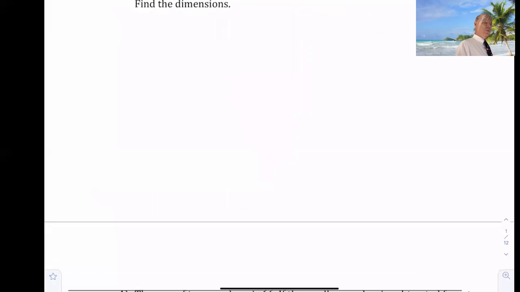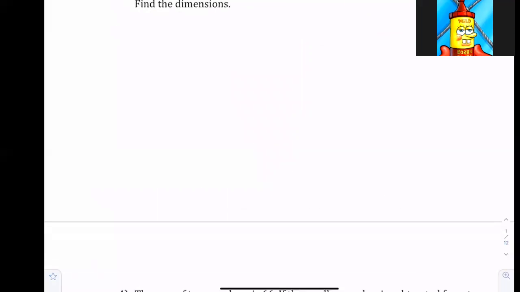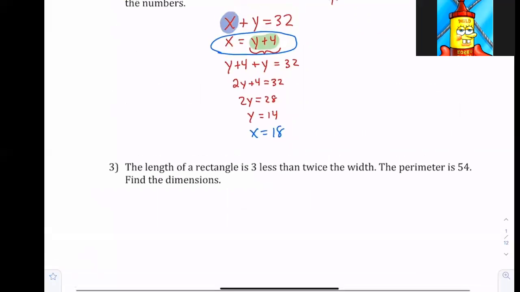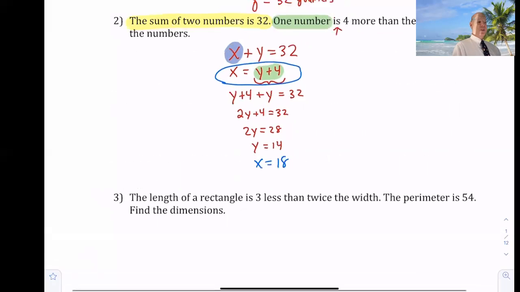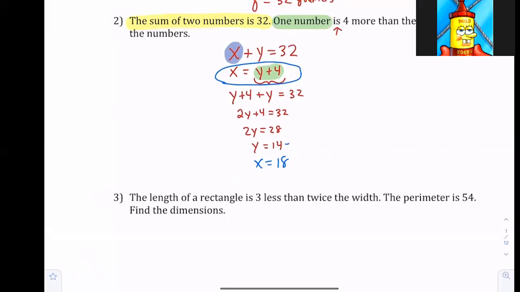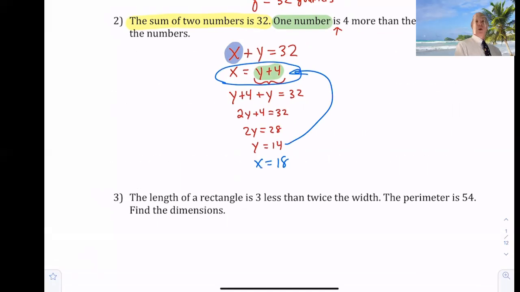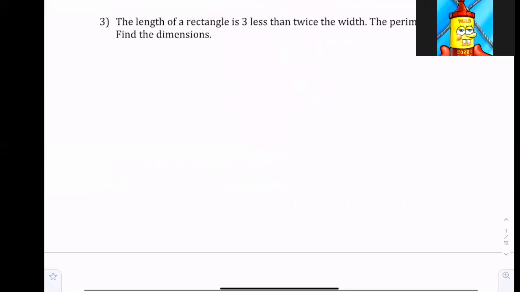Where did you get 18 from? Did you just plug it into the other equation and work it out? You told me what to do: plug it in. 14 plus 4. That's 18. All right. Okay. Number 3.